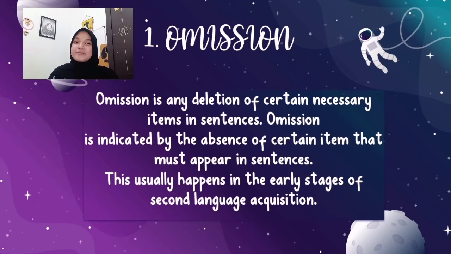Alright, the first subcategory will be presented by me, which is omission. What is omission? Omission is the error of leaving out an item that is required in an utterance to be considered grammatical. Omission is indicated by the absence of certain items that must appear in the sentences. This usually happens in the early stages of second language acquisition.